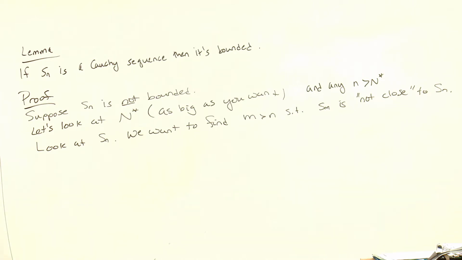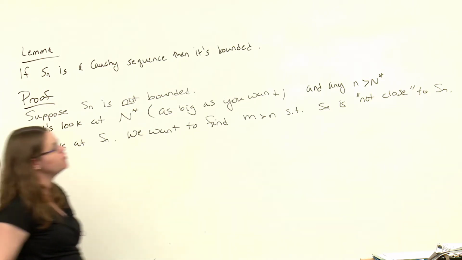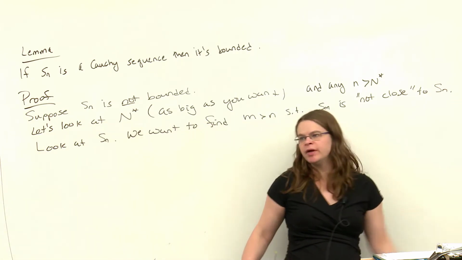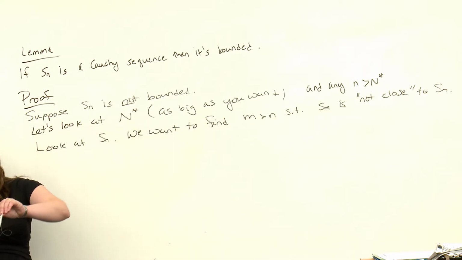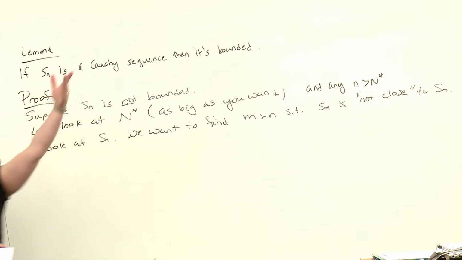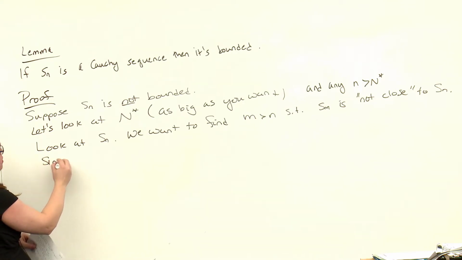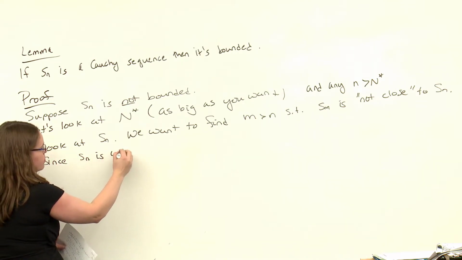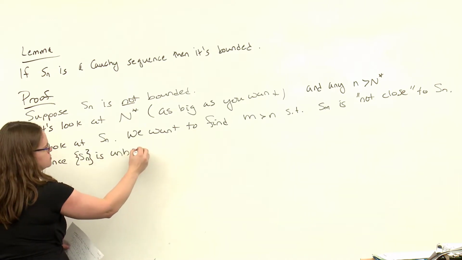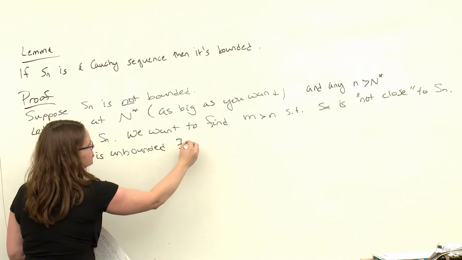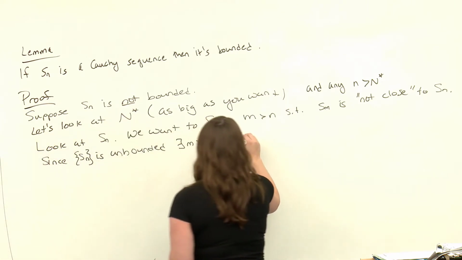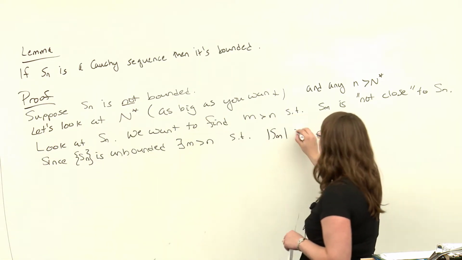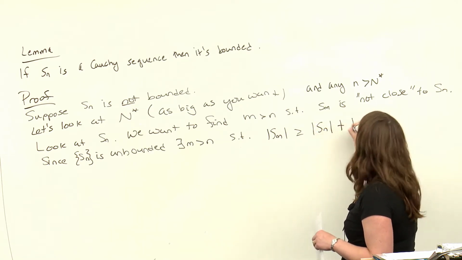We've assumed it's unbounded, right? So what does that mean? That means I can find a term. Okay, Sn is whatever it is. It might be huge, I don't know. But I can find another term that gets even huger, always, as big as I want. That's what it means for something to be unbounded. No matter how high I put the ceiling, I can find something that jumps above it. So this means since Sn is unbounded, there exists some m such that Sm in magnitude is bigger than Sn plus 1, say.